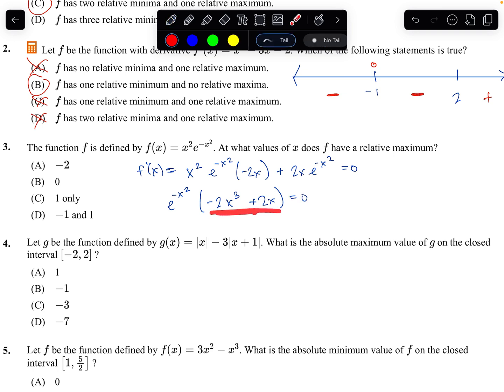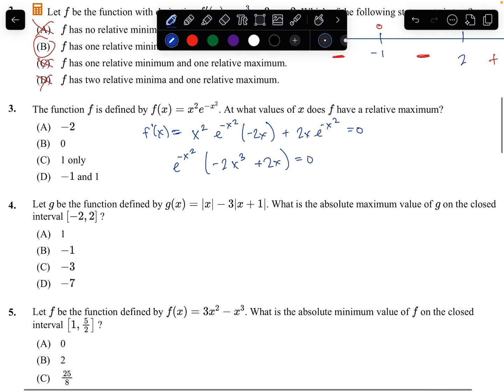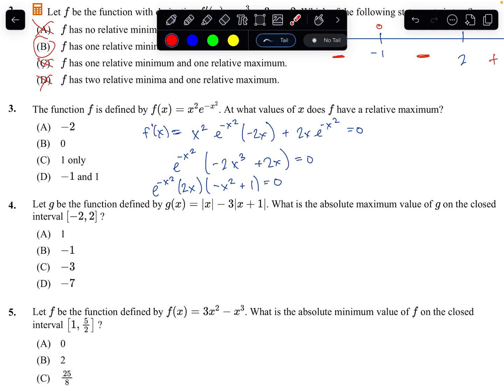And then I'm going to factor this even more. It looks like I can take out an x. Maybe I can take out a 2x, I guess. So I have e to the negative x squared. I take out a 2x, and I'll be left with negative x squared plus 1, and that will be equal to 0. And so for this expression, since I have products, I can use the zero product property.